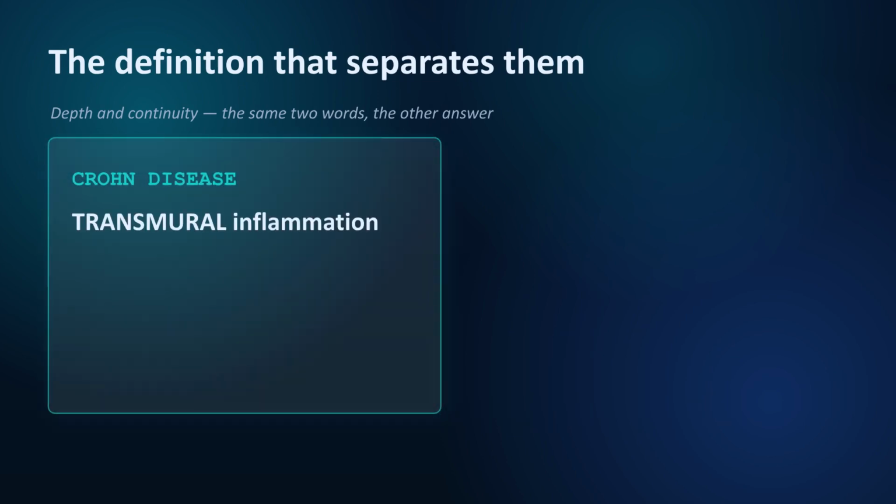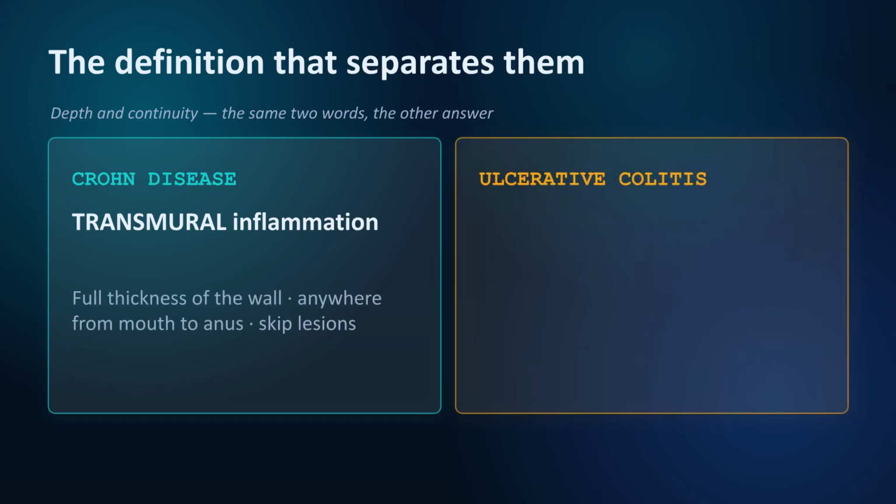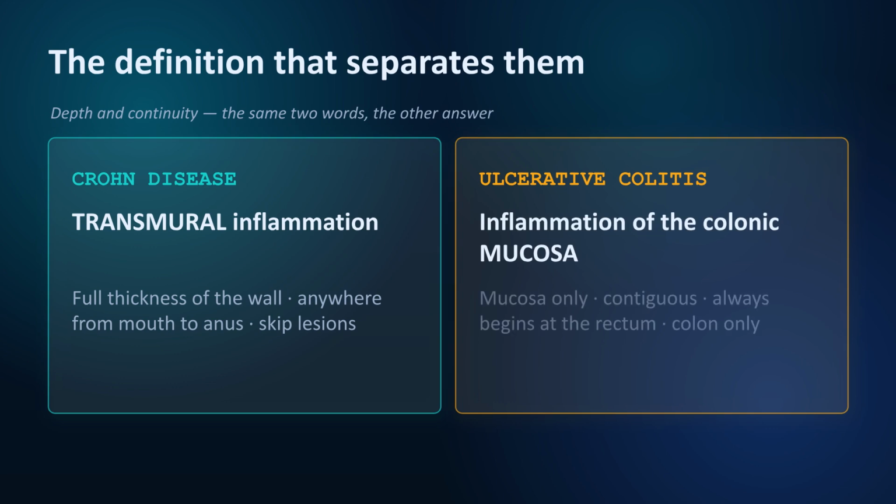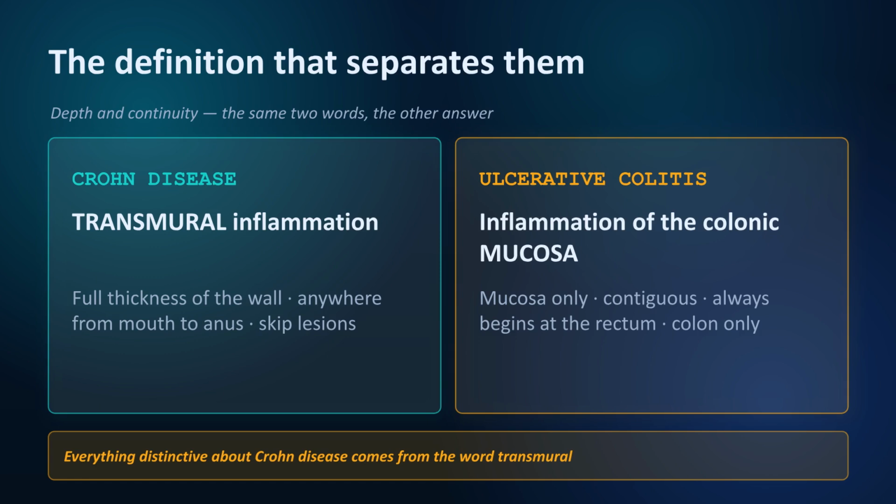It involves the full thickness of the bowel wall. It can occur anywhere from the mouth to the anus, and it produces skip lesions, patches of disease with genuinely normal bowel in between. Ulcerative colitis is inflammation of the colonic mucosa only, contiguous, always beginning at the rectum, and confined to the colon. Same two words separate them, depth and continuity. And essentially everything distinctive about Crohn disease follows from that one word, transmural.